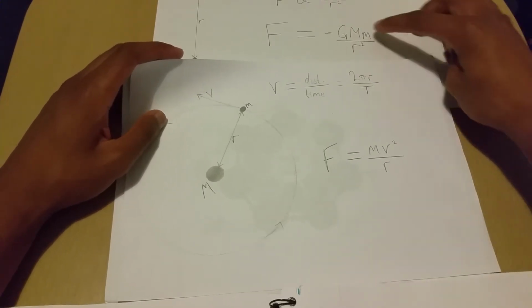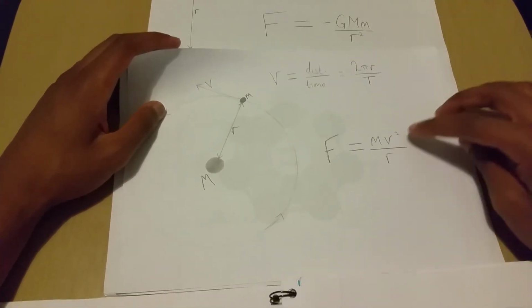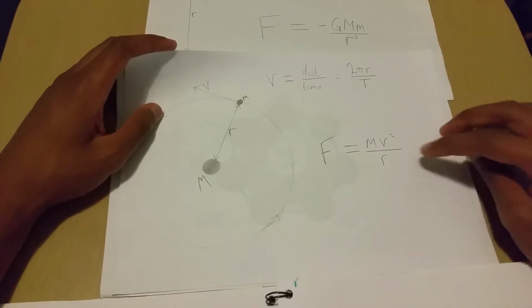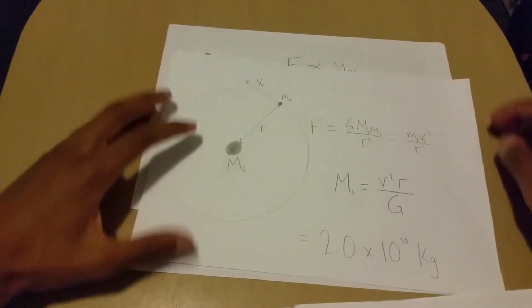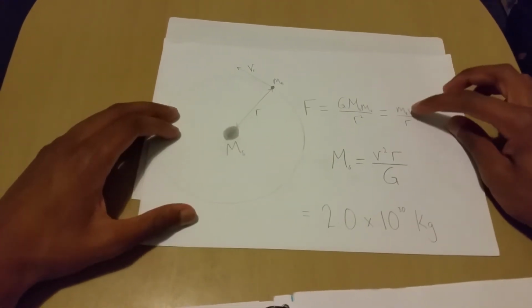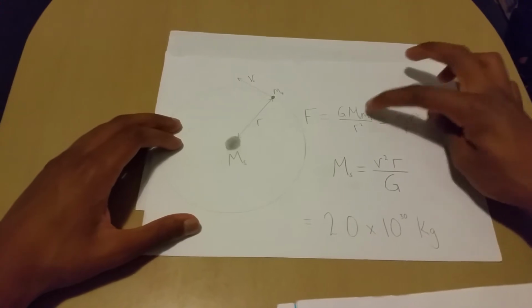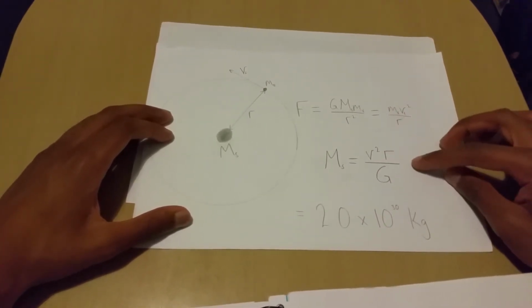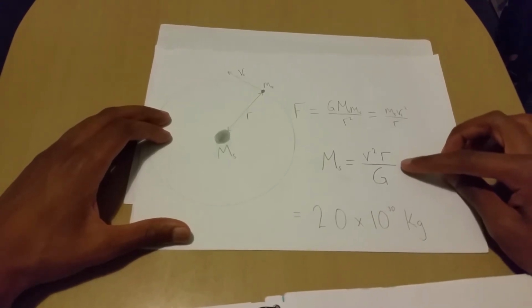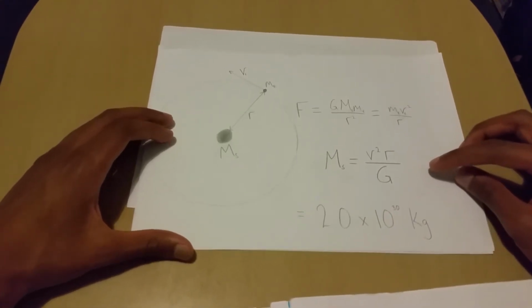So while F equals this right here, F also equals mv squared over r, the centripetal force, which allows us to equate the two equations like so. Suddenly we see we have the mass of the Earth on both sides, so we can cancel that out, and with rearranging we can get to the following equation for the mass of the Sun.